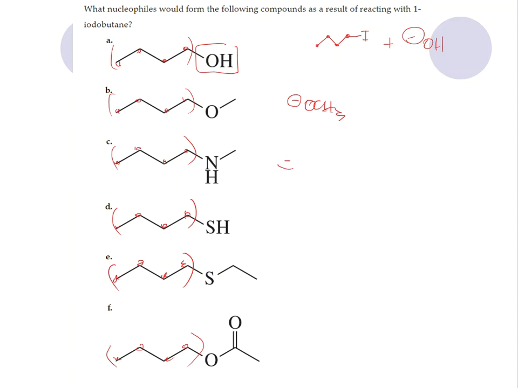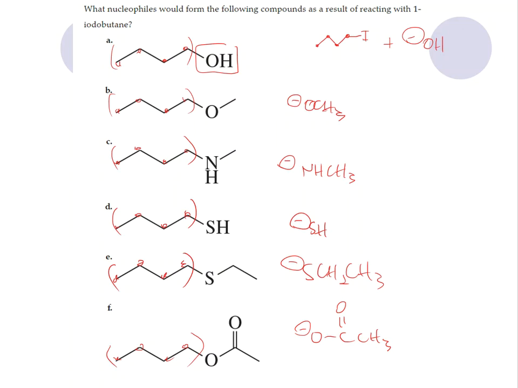Here, I've got an NH with a CH3 group. There, I have an SH group. Here, I have an S, CH2, CH3 group. And then there, I have an O with a carbon, double bond O, and a CH3 group. Folks, that's all there is to it.